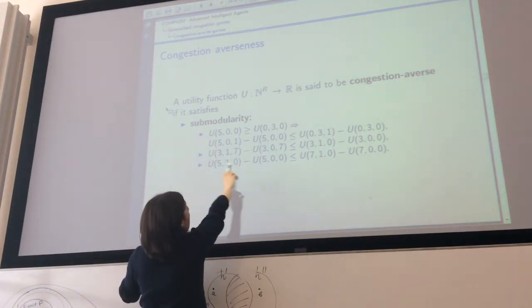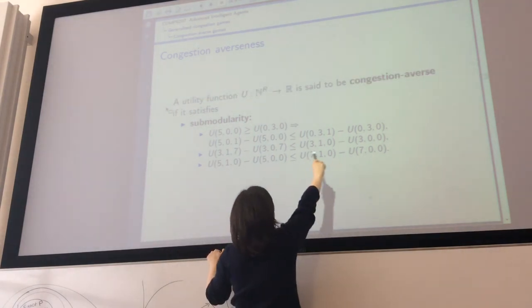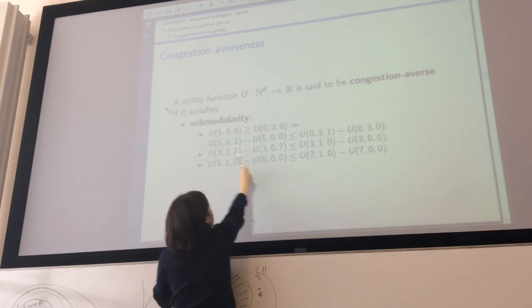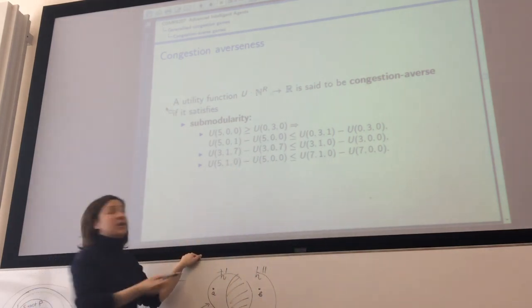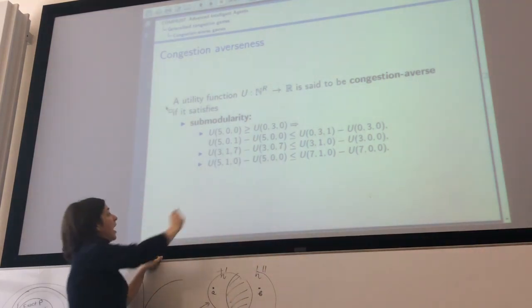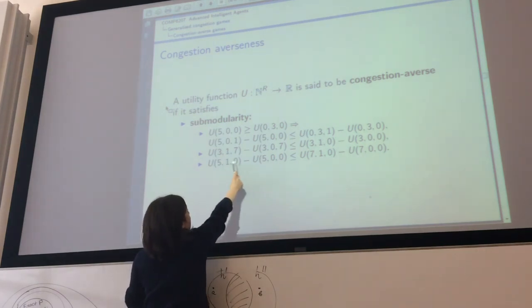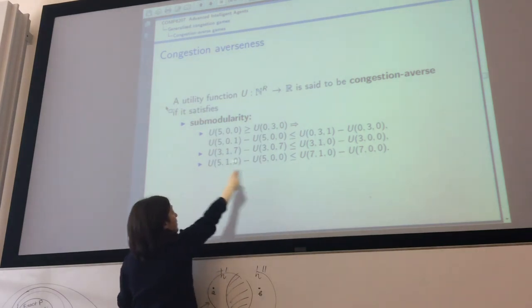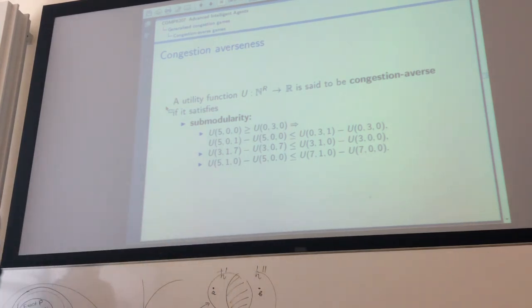Here we have more resources in use already than there. Here we use the third resource, there we do not use the third resource, and we add the second resource, so there's less impact here than there. And here we use the first resource in both strategies, but here the congestion is 5, there the congestion is 7, so adding to the less congested one has less impact than adding to the more congested one.